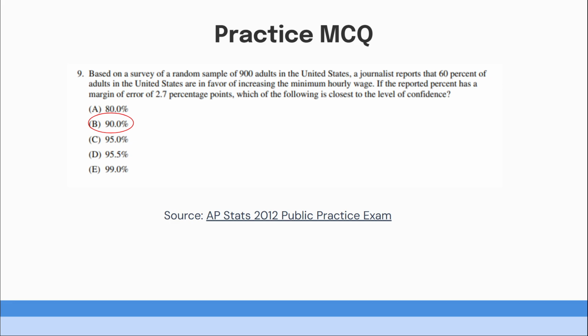Why does your lower have to be negative 1.653? Because you're trying to calculate the area between the negative of our critical z-value and the positive. Remember when we did inverse norm to get our actual critical z-value? For the center, you get the negative of the critical z-value and the positive.